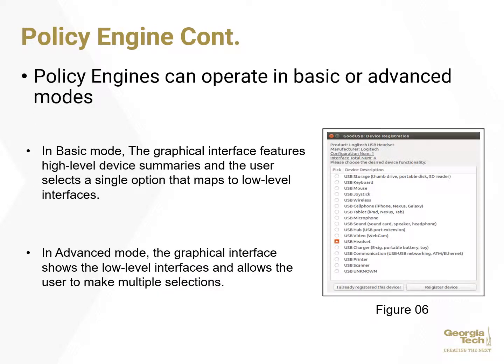The policy engine can operate in two modes, Basic and Advanced. In Basic mode, the graphical interface features high-level device summaries, and the user selects a single option that maps to the low-level interfaces. This can easily be seen in Figure 6, where the user is selecting a USB headset, and if you remember the mapping in Figure 5, USB headsets map to lower-level interfaces such as USB class audio and HID with limited capabilities. In Advanced mode, the graphical interface instead shows the lower-level interfaces and allows the user to make multiple selections. With this mode, the user has finer control over device functionalities and also supports devices that require uncommon interface sets.